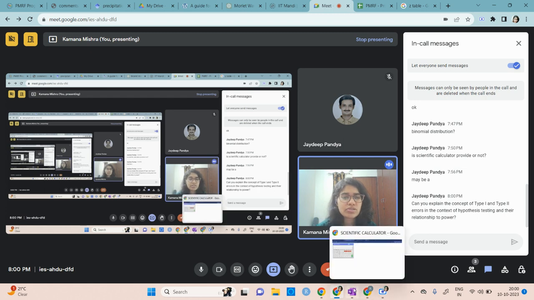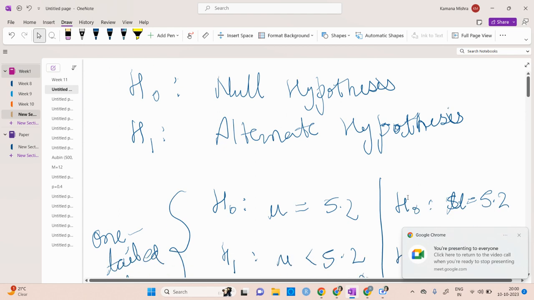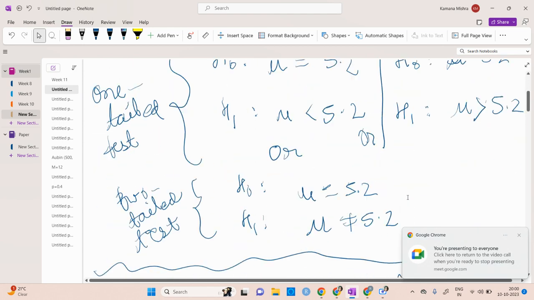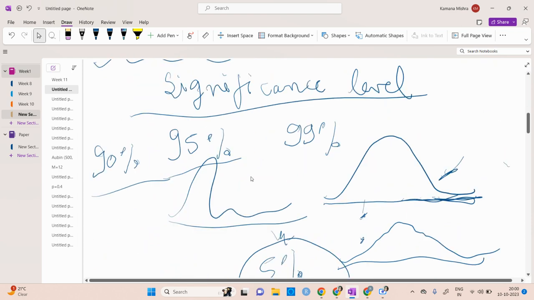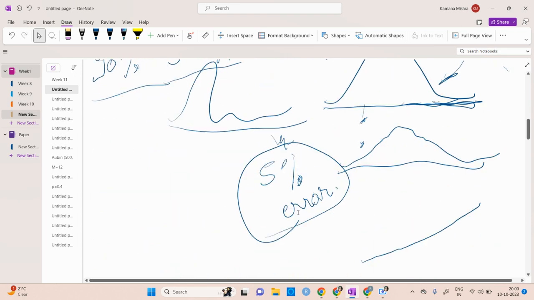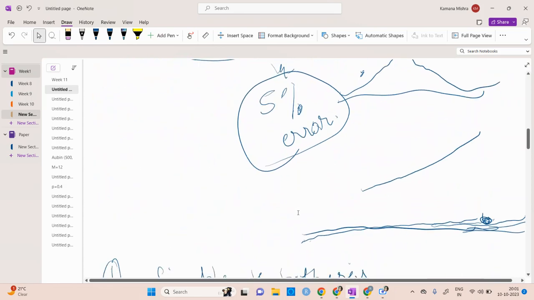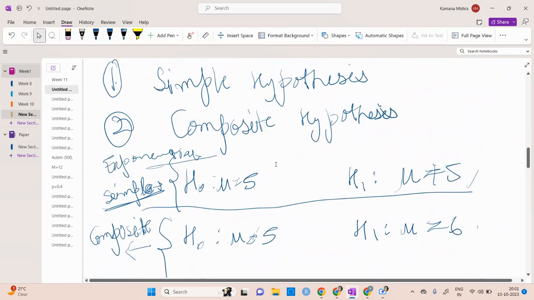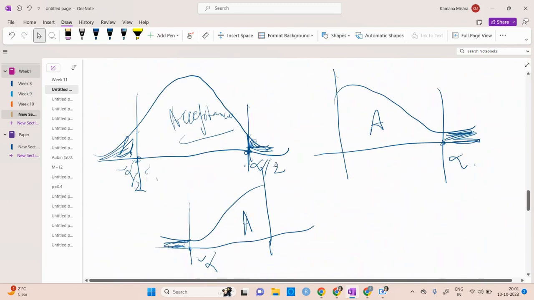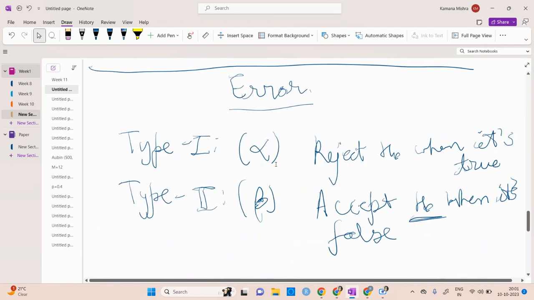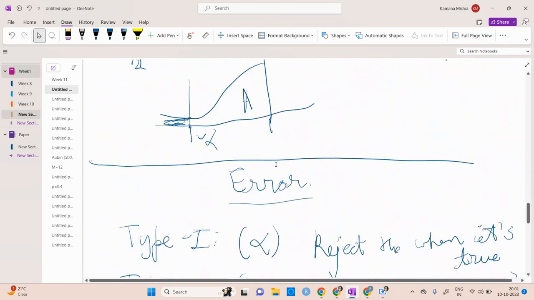In this you can see the notes I have given here, right? So what is null hypothesis, what is alternative hypothesis, what is one-tail test, two-tail test, what is significance level, why significance level is important for us, and then what is simple hypothesis, what is composite hypothesis, and then what is critical region, acceptance region, and then error, why do we need this error, and that's all.